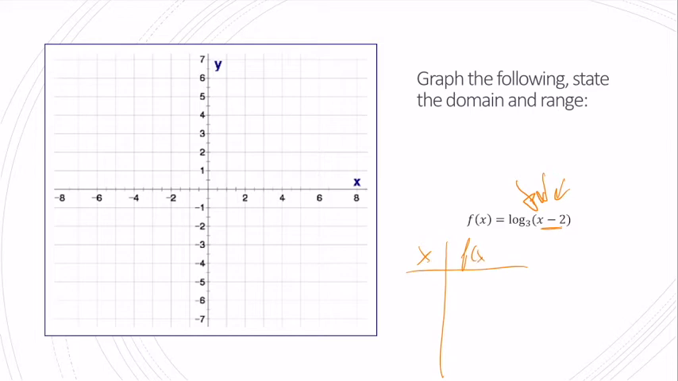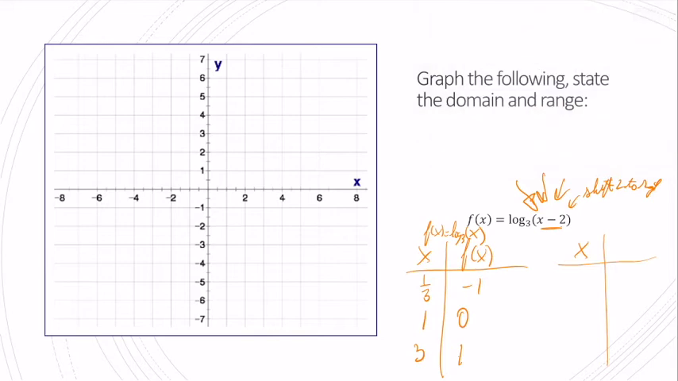So before, for my function f of x equals log base 3 of x, I had when x was 1/3, y was -1. When x was 1, y is 0. And when x is 3, y is 1. Now we're going to be shifting my graph to the right. So now, let's do blue for our new function.